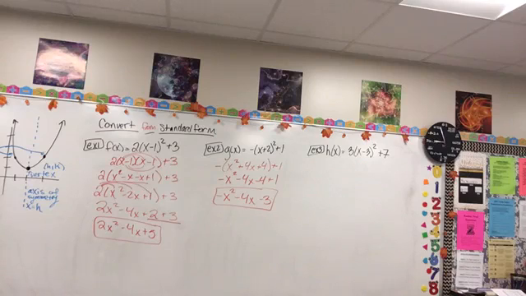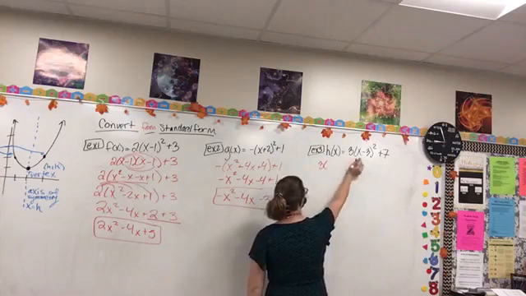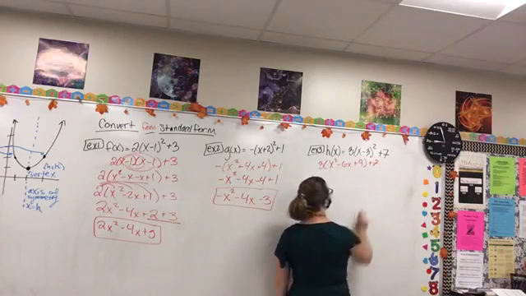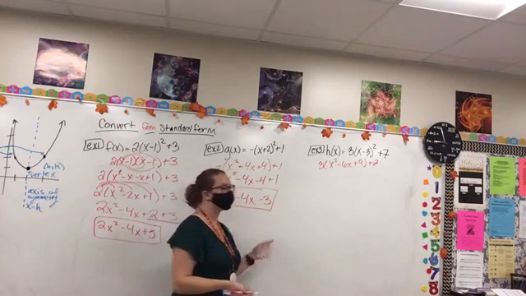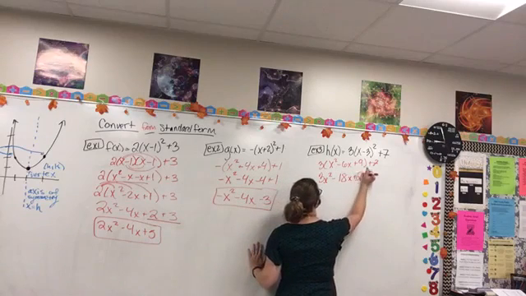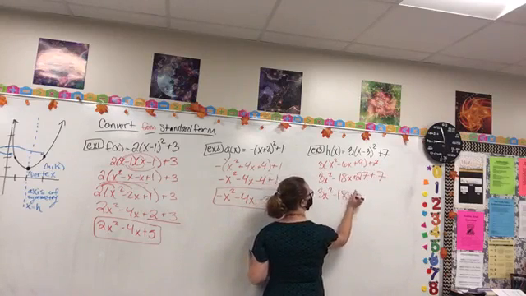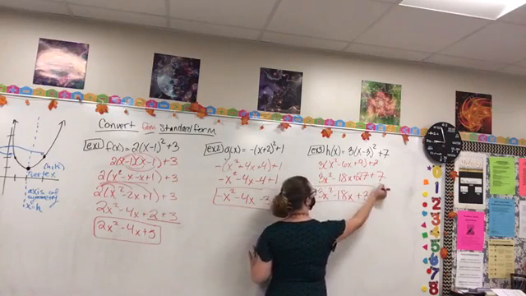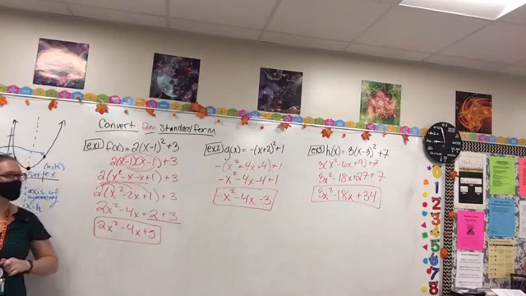You guys done? Okay. So squared, right? Square the binomial, distribute the number in, combine like terms. Okay? Any questions on that?